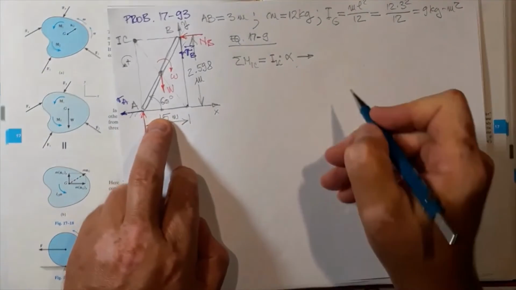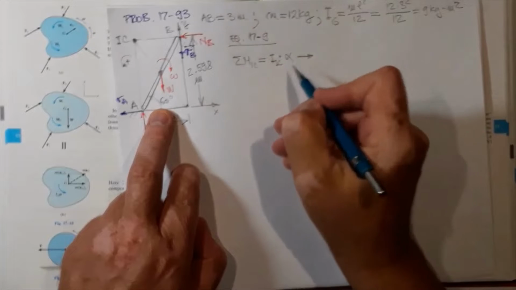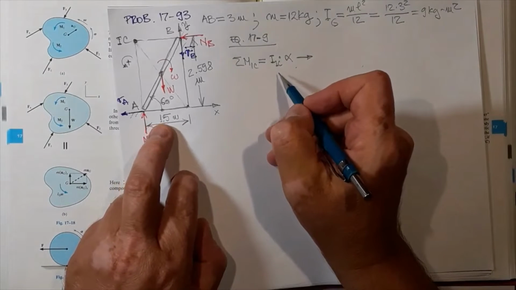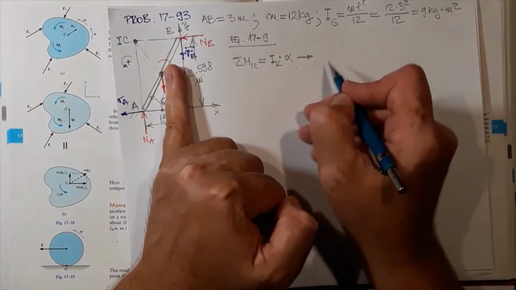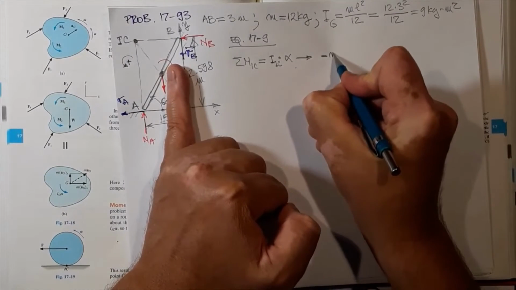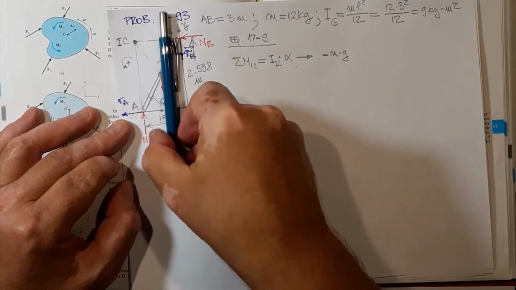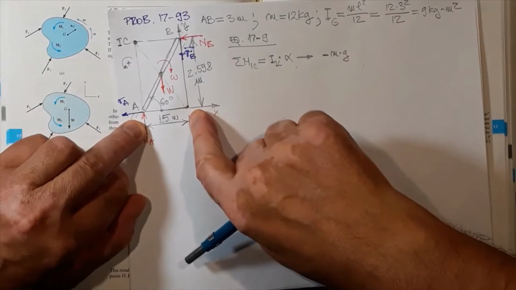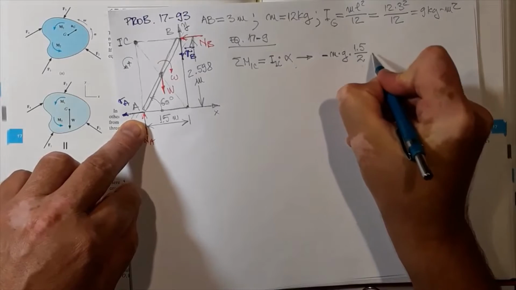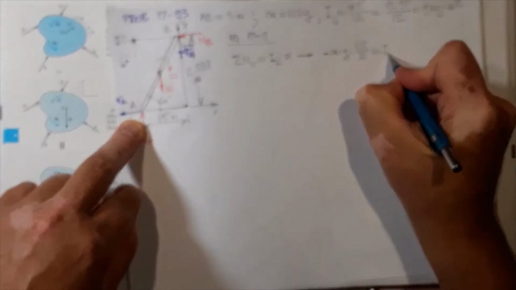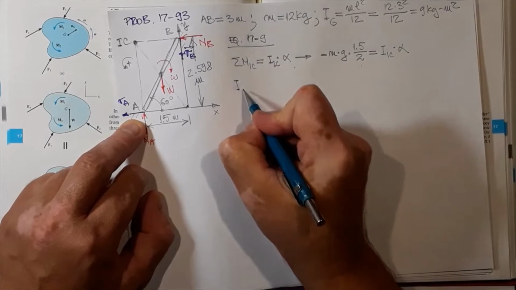We don't know whether alpha is one way or the other, so let's just leave alpha as is. The moment of the weight is the only one, and it generates a negative moment. It's going to be mass times gravity acceleration, and the arm of the weight is half of this distance, so times 1.5 over 2. This is equal to I about the instant center times alpha. So let's find I about the instant center.